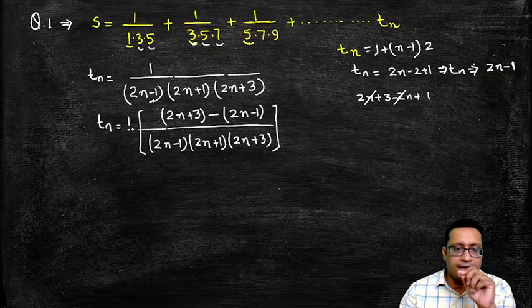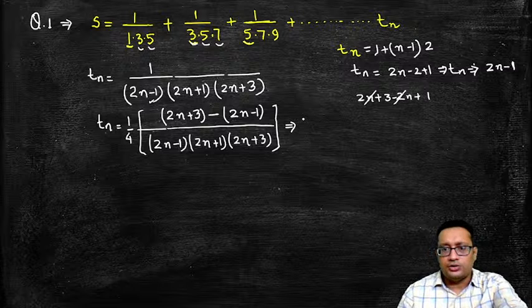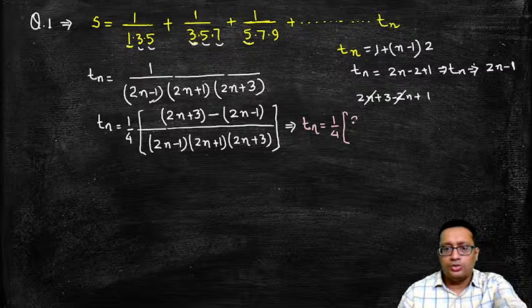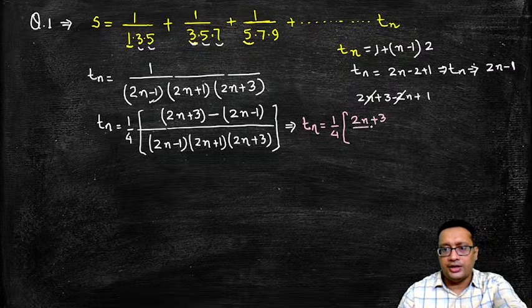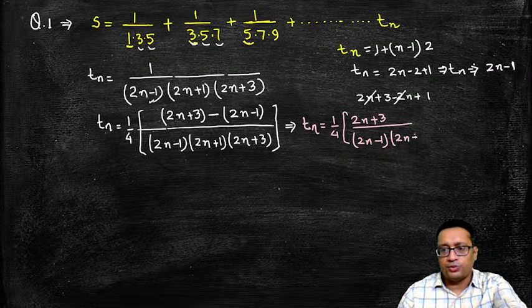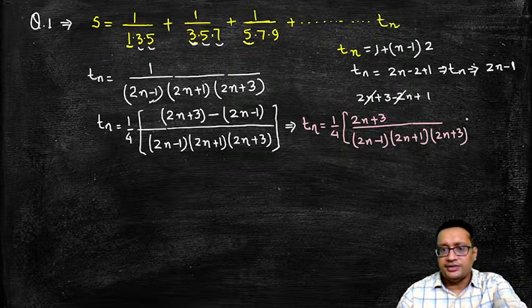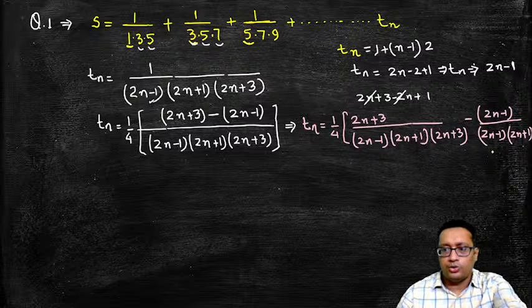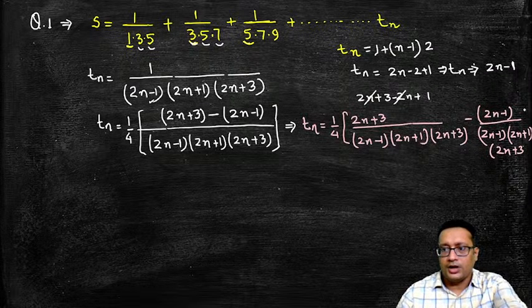Now see, I am writing in the difference form, means next step is Tn is equal to 1 by 4, bracket, 2n plus 3 divided by 2n minus 1, 2n plus 1, 2n plus 3, minus 2n minus 1, 2n minus 1, 2n plus 1 and product 2n plus 3 and bracket close.